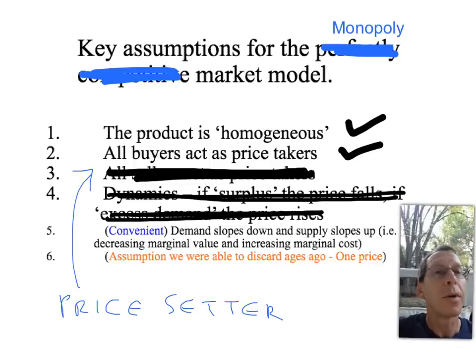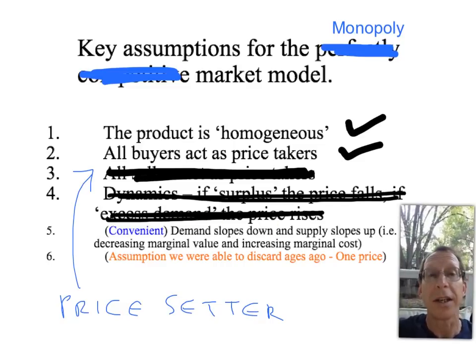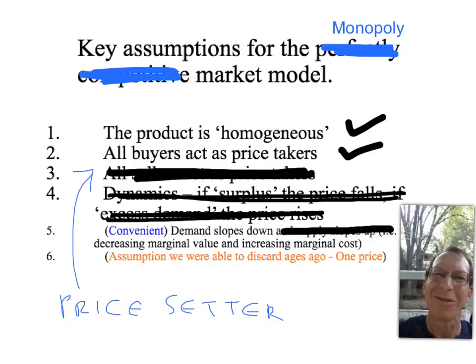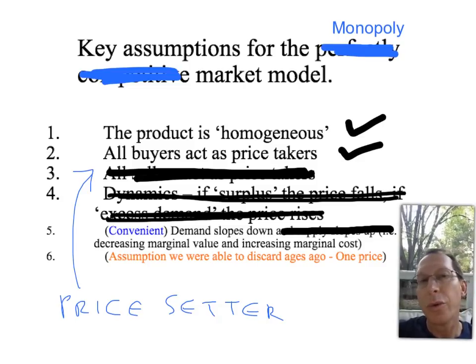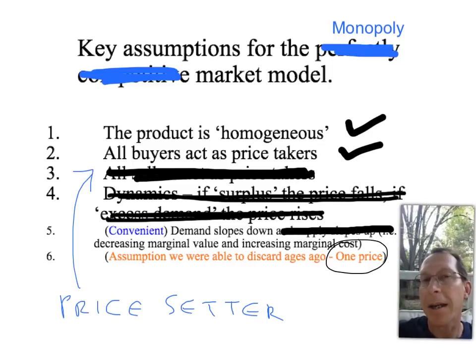We're still going to assume demand slopes down, but as I said, we're not going to have a supply curve, so we certainly don't need to assume that slopes up. However, we are going to assume that marginal cost slopes up, or at least marginal cost doesn't slope down in what we do here. Again, that's a simplifying assumption, but it doesn't really matter. Finally, we're going to use again, to start off with, the assumption of one price.